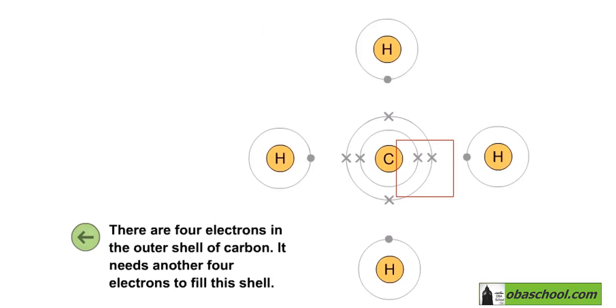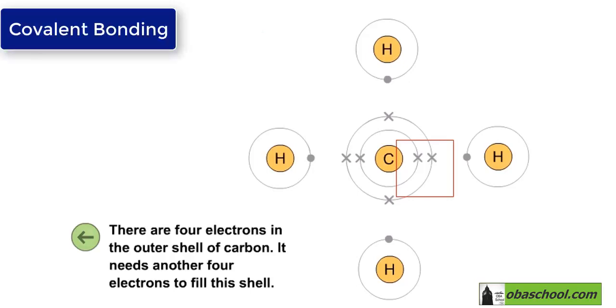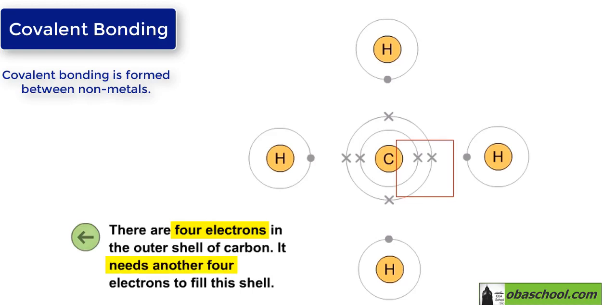In this simulation, we are going to study the formation of covalent bonding. Covalent bonding is formed between nonmetals. There are 4 electrons in the outer shell of carbon. So, this means that it needs another 4 electrons to fill this shell. Filling the shell means having 8 electrons in the outermost shell.